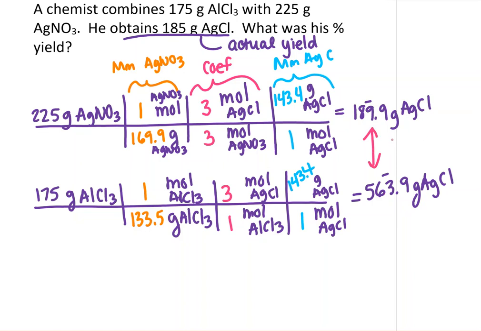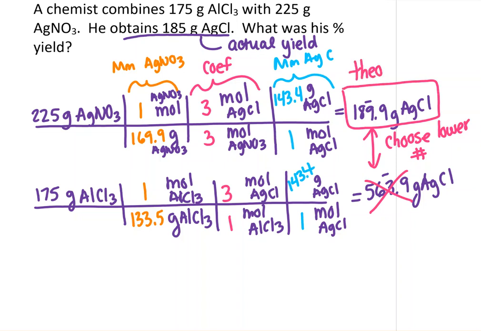And what we do is we choose the lower one. The lower one is the theoretical yield. So I'm going to cross this one out. This is our theoretical yield.